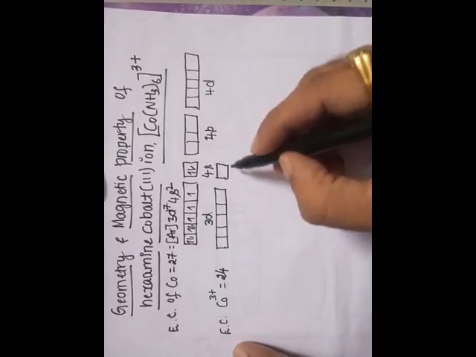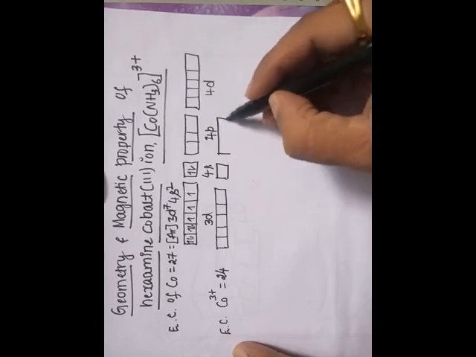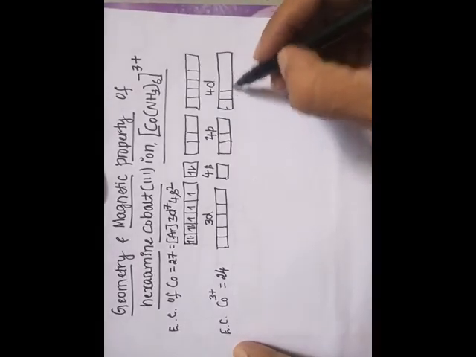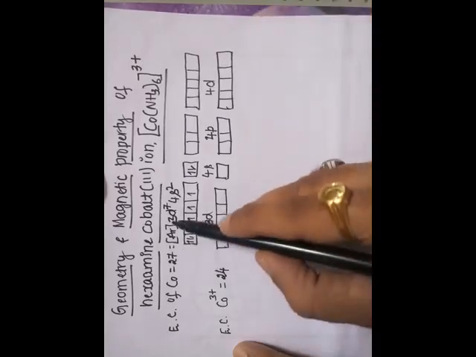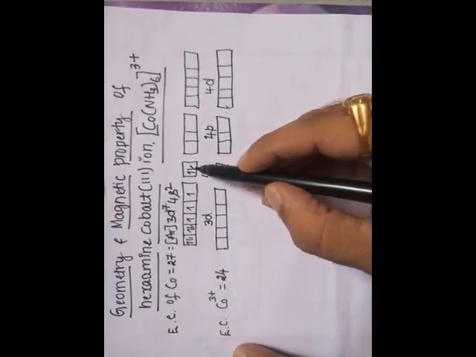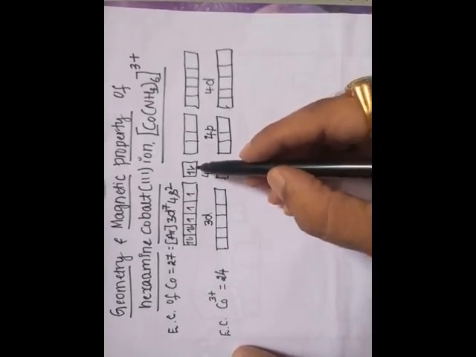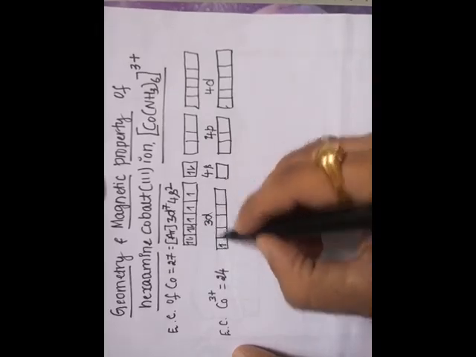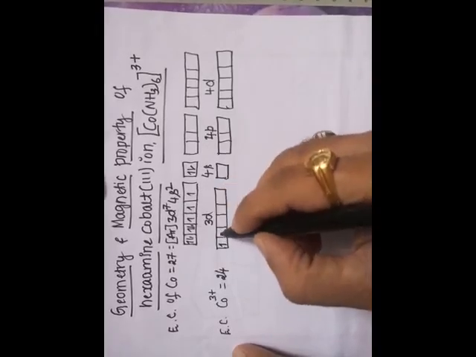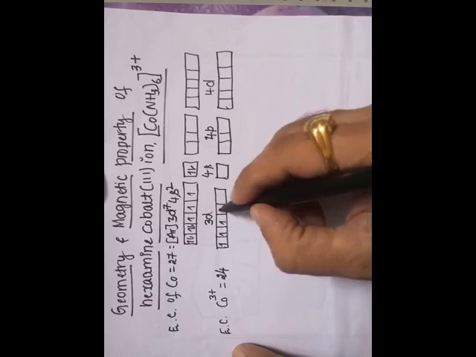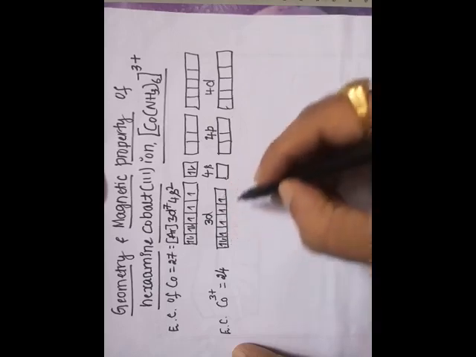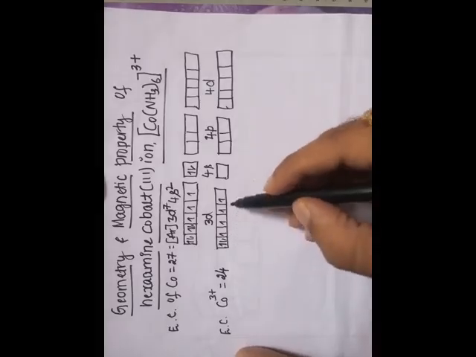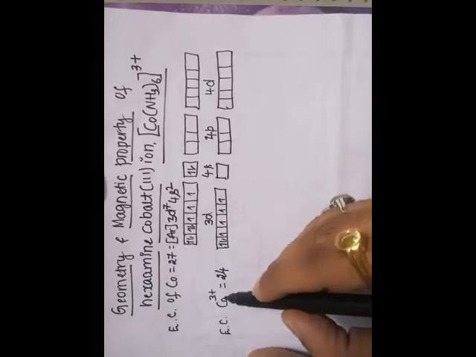Now let us write the electronic configuration of the cobalt ion. After losing the 3 electrons, 2 electrons are lost from the 4s orbital and 1 electron from the 3d orbital. So the 3d orbital is left with 6 electrons: 1, 2, 3, 4, 5 and 6. From the 4s orbital both electrons are lost. Now this is the electronic configuration of the cobalt ion.